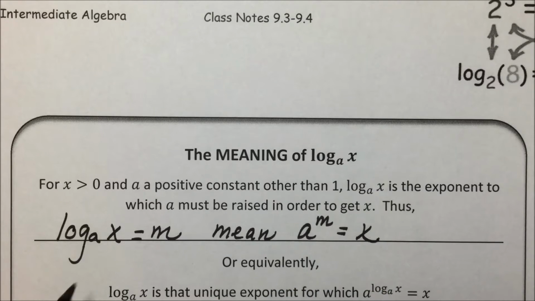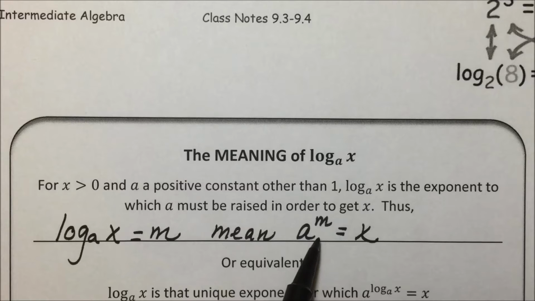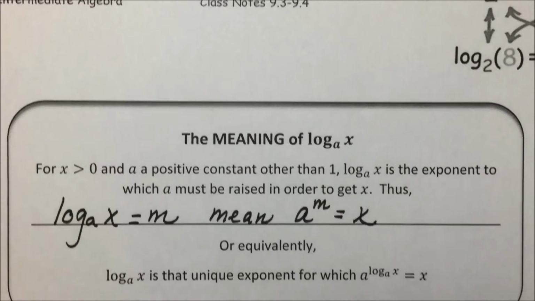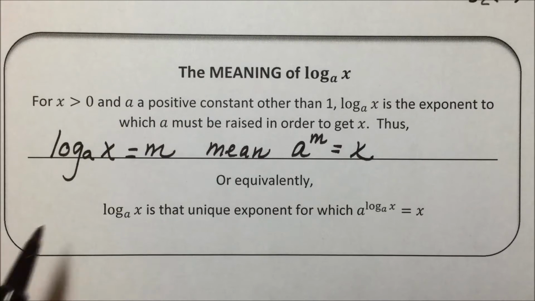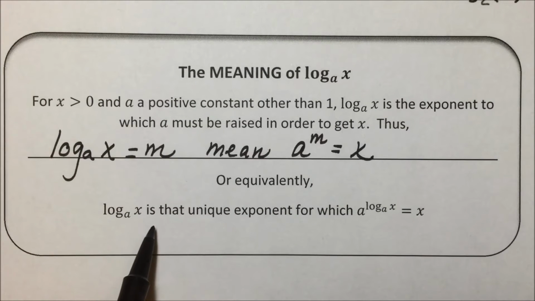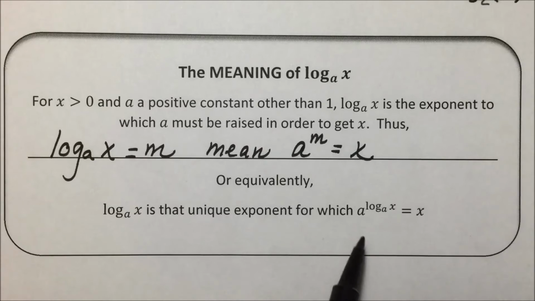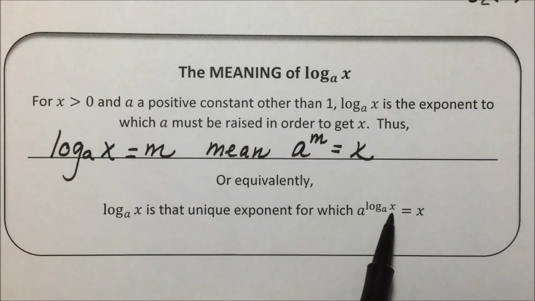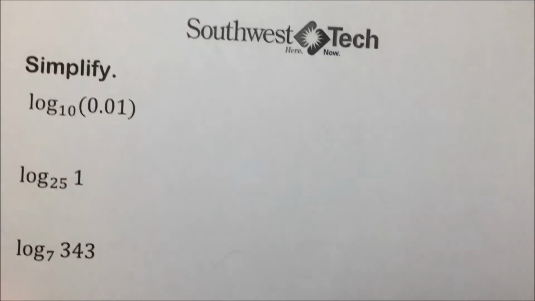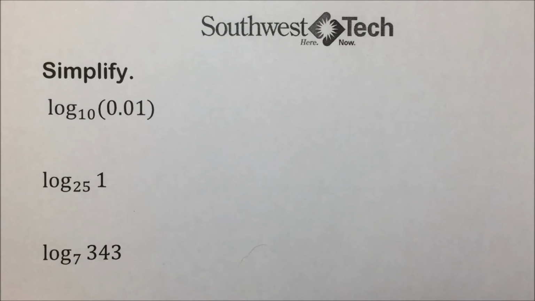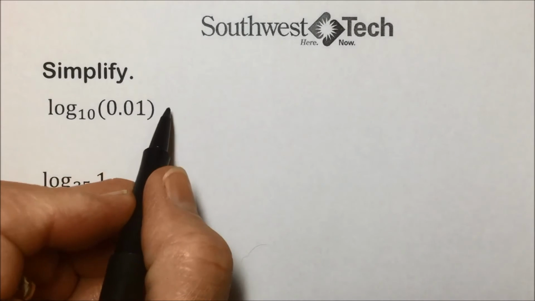In other words, the logarithm base a of a number x is the exponent to which a must be raised in order to get x. Or equivalently, log base a of x is that unique exponent for which a raised to that logarithmic power is equal to x. Let's put that meaning of log into use and see if we can simplify the following.